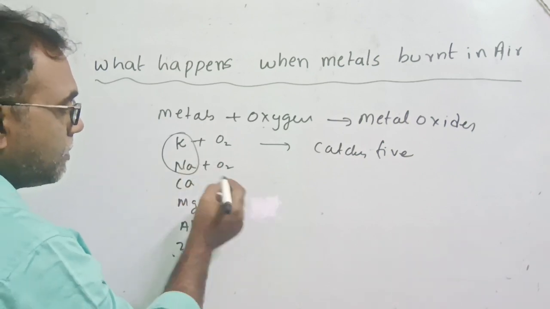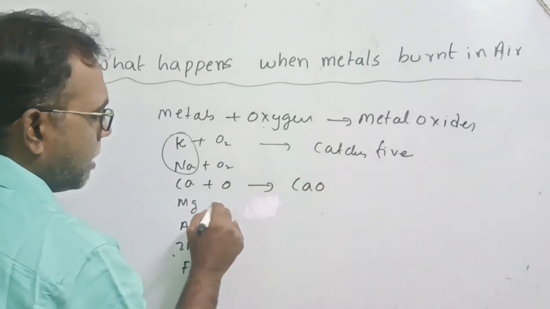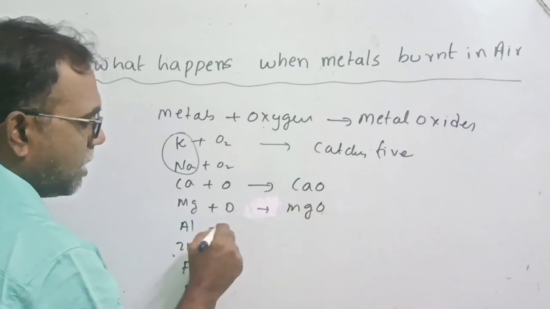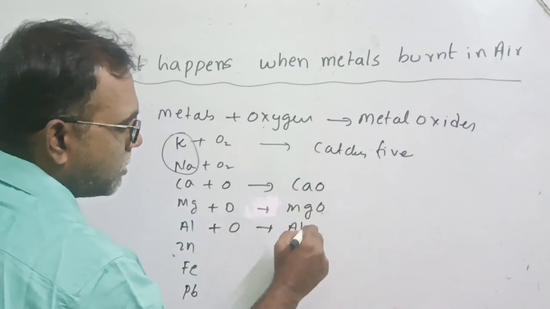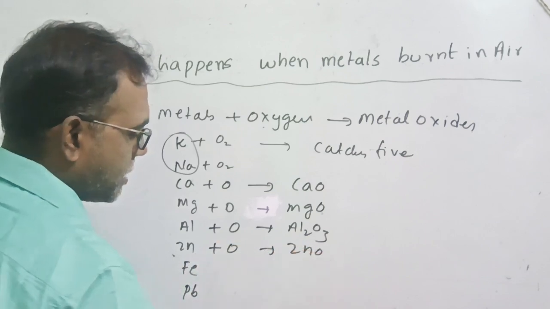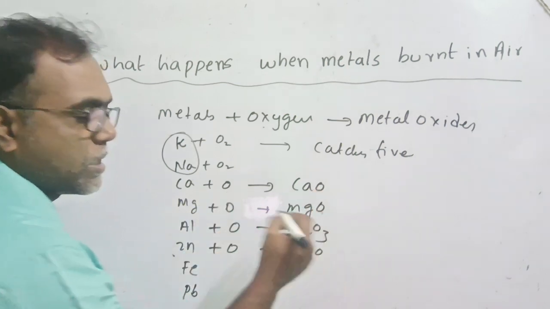Other metals, when they react with oxygen, form calcium oxide, and magnesium reacts with oxygen to form magnesium oxide. Aluminium reacts with oxygen to form aluminium oxide. Zinc reacts with oxygen to form zinc oxide. Like that, metals combined with oxygen give metal oxides.